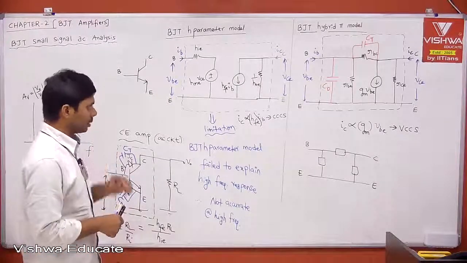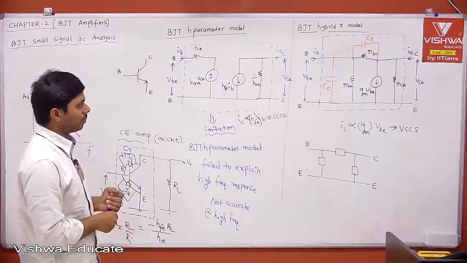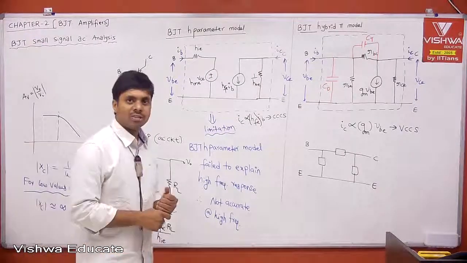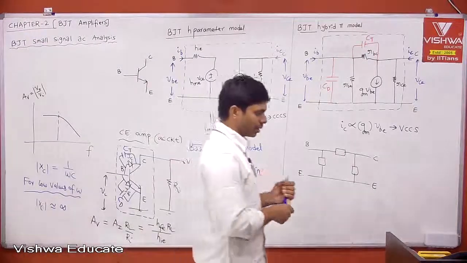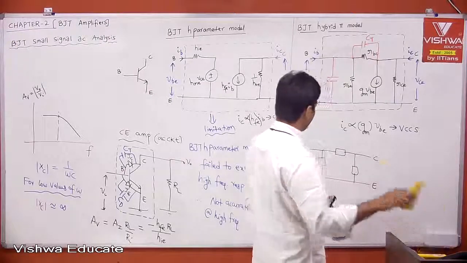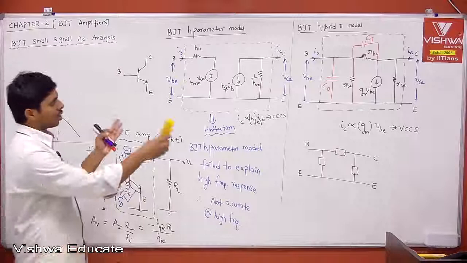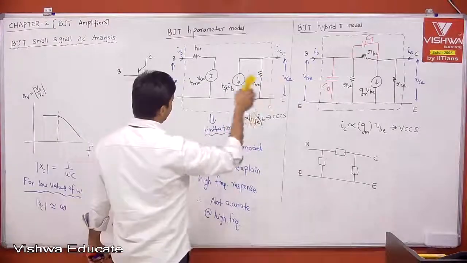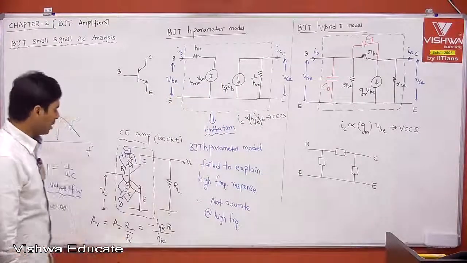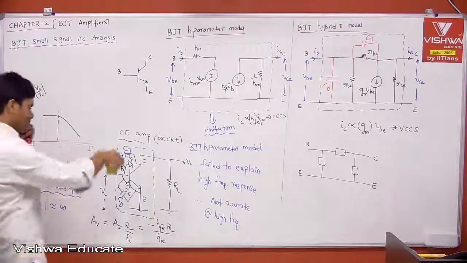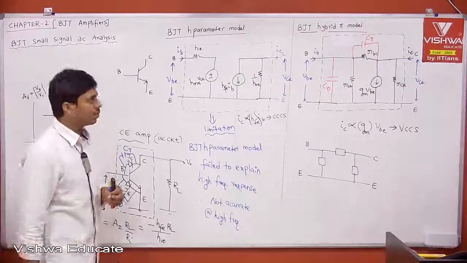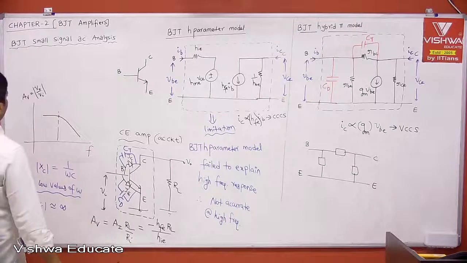Now, write down the next subheading: relation between GM and H parameters. Therefore, now we are trying to correlate the transconductance to your H parameters. Okay, write down the relation between GM and H parameters. Okay, done.